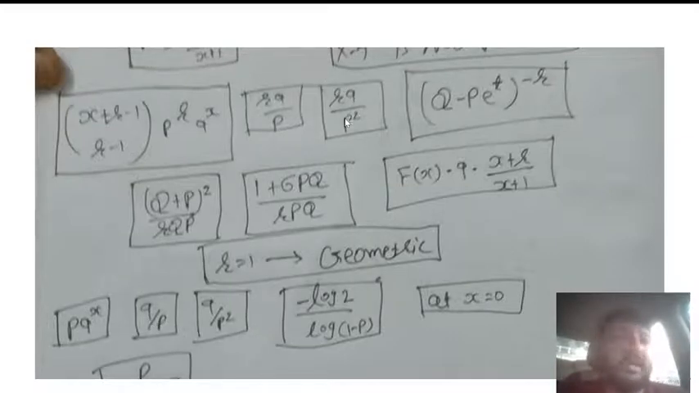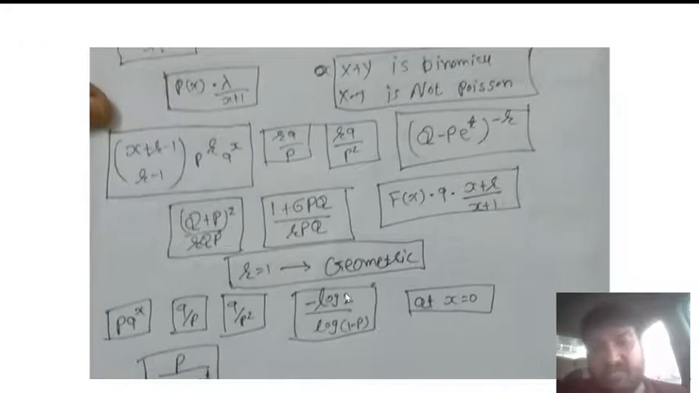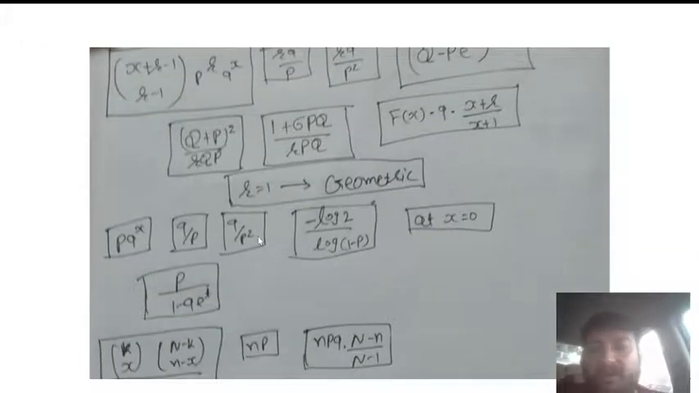RQ upon P square is the variance of the negative binomial distribution. If you put R is equal to 1, it will become Q upon P square, and Q upon P square is the variance of the geometric distribution. Minus log 2 upon, no, it's not the moment generating function, it's the median. The median of the geometric distribution is minus log 2 upon log 1 minus p, and you will find its mode at x is equal to 0.